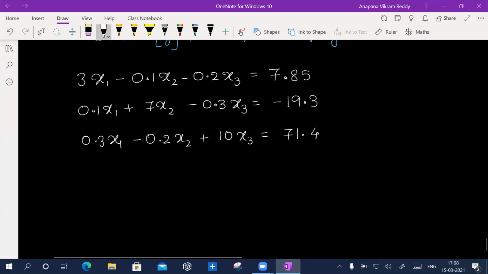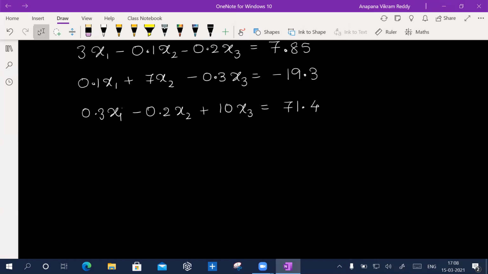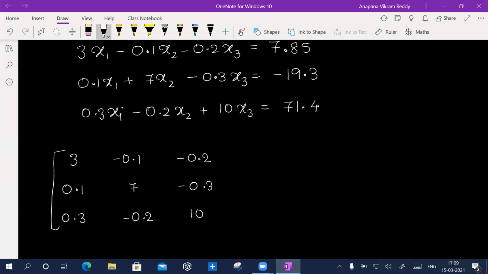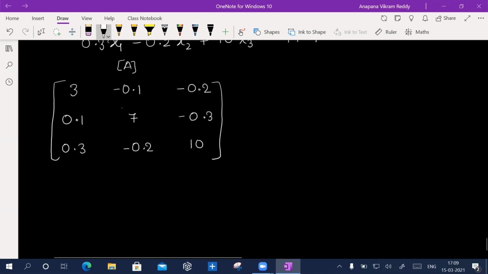Once you have this, I collect these coefficients here: 3, negative 0.1, negative 0.2; 0.1, 7, negative 0.3; 0.3, negative 0.2, and positive 10. So my A matrix is this, my coefficient matrix A. Now you have to decompose this. We already decomposed it using the Gauss elimination method. We have to make A a product of a lower triangular matrix and an upper triangular matrix. What is U here? We already know how to find U, in the process of finding U.